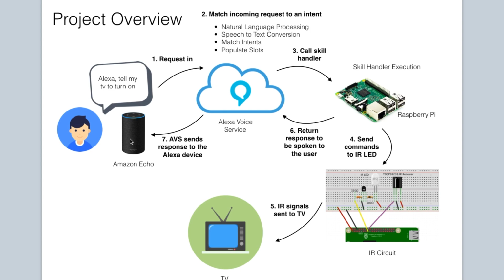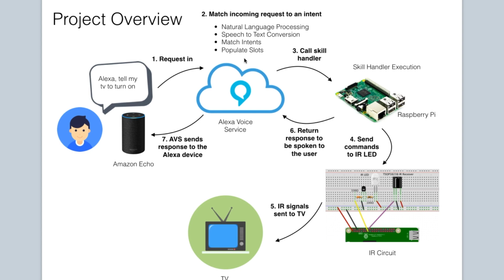That goes to your Amazon Echo device, and a request is sent up to the Amazon cloud to the Alexa voice service. In the Alexa voice service itself, there's some natural language processing that happens and speech-to-text conversion. Based on some configuration we would have done for our skill, the request is matched to a specific intent. You can think of an intent as an action that we want our skill to perform.